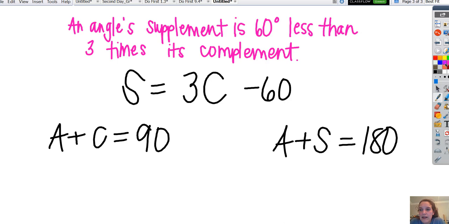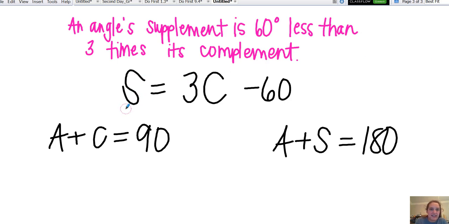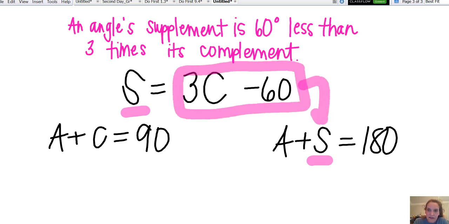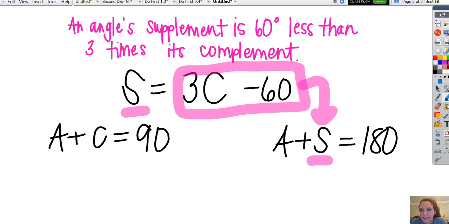So hopefully you remember this from algebra, but it's okay if you don't. The first thing that I notice is that this S is already isolated. So I see an S all by itself here, and I see an S all by itself here. And so what that means is since S is equal to 3C minus 60, I can plug all of this stuff in for S into this equation. Wherever I see S, I can substitute it with 3C minus 60.